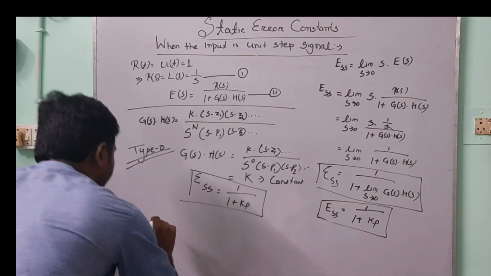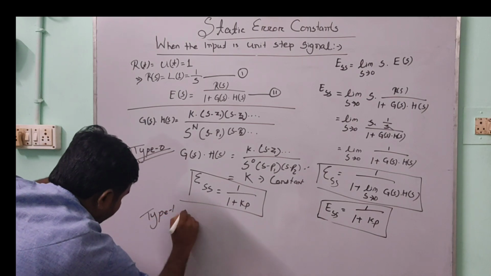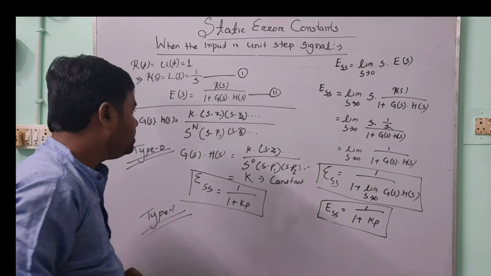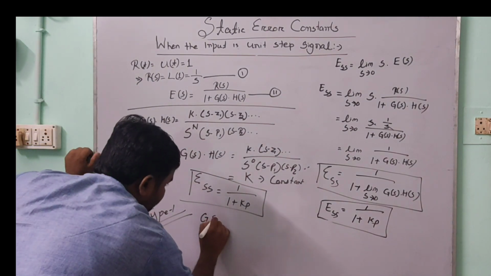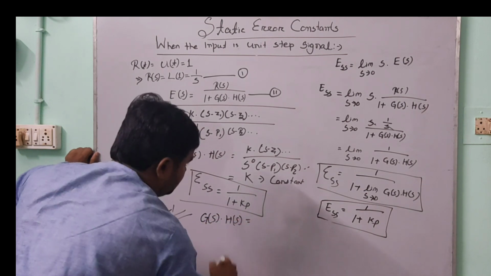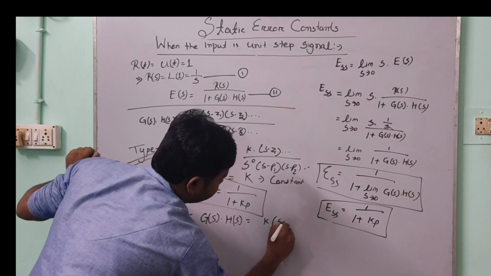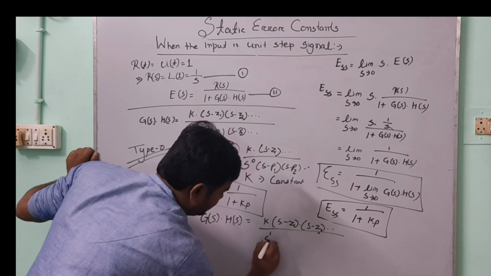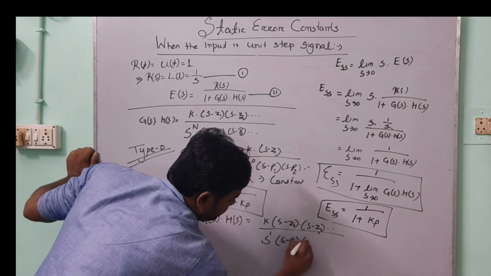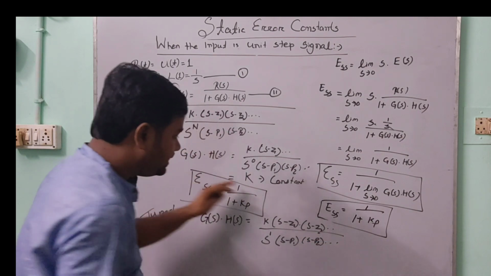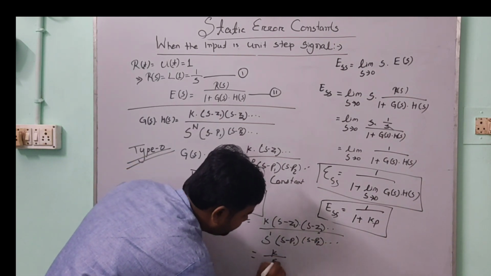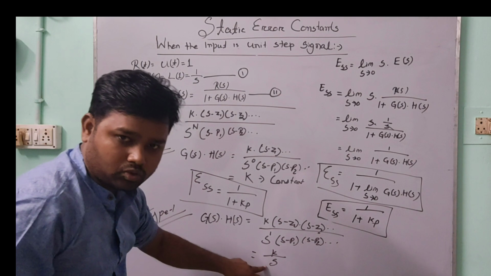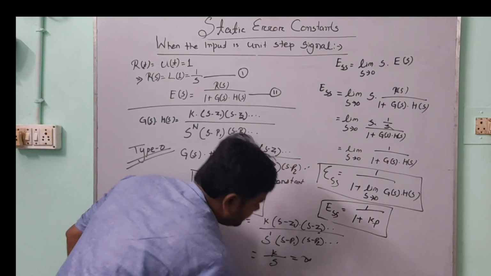If it is a type 1 system, then here at the place of 0 we'll put 1. So that implies G(s) into H(s) is equal to K into (s minus z1) into (s minus z2) divided by s power of 1 whole into (s minus p1) into (s minus p2). Here the value will be some constant by s. If you put s tends to 0, then 1 by 0 is equal to infinity. So this value will be infinity.